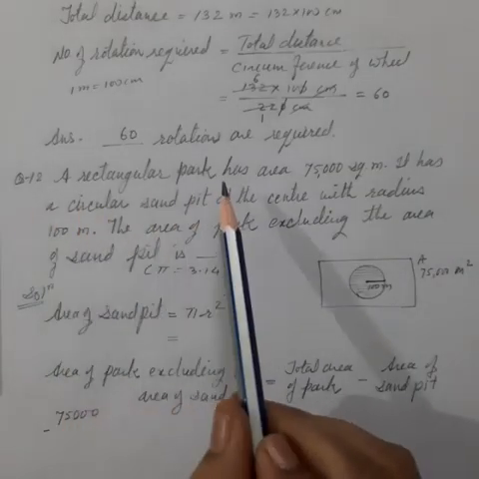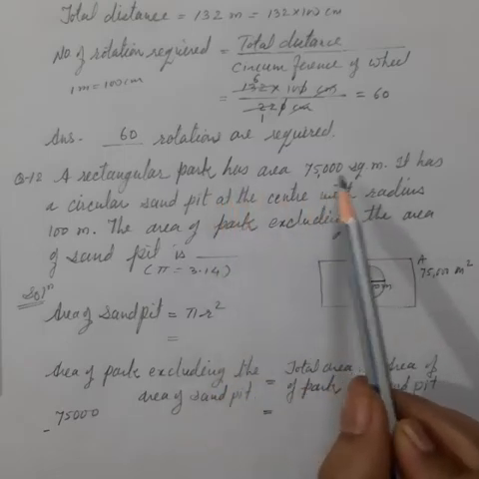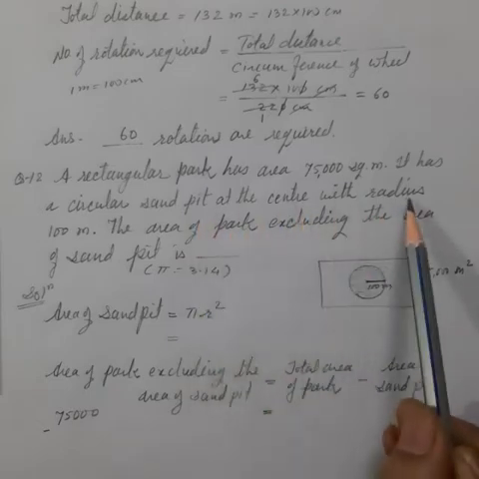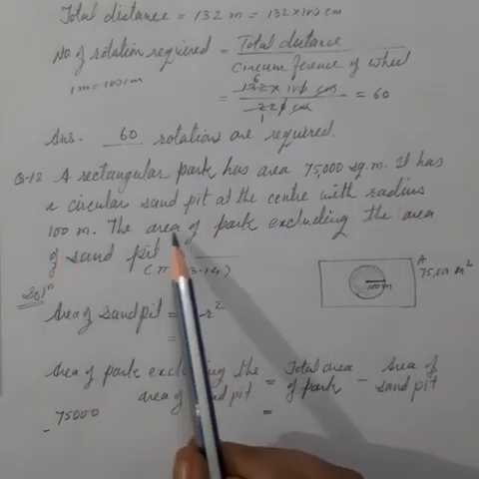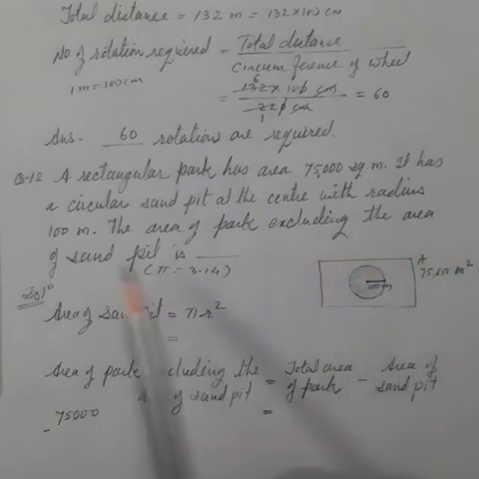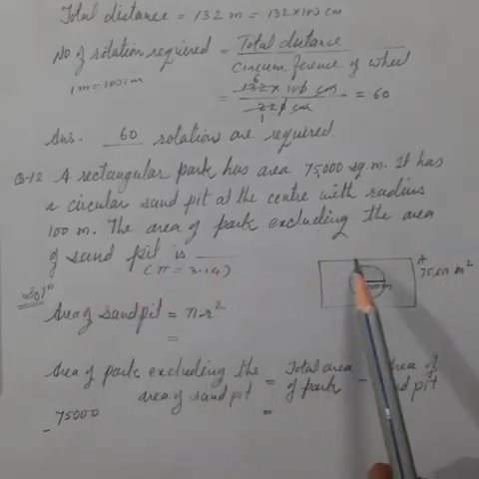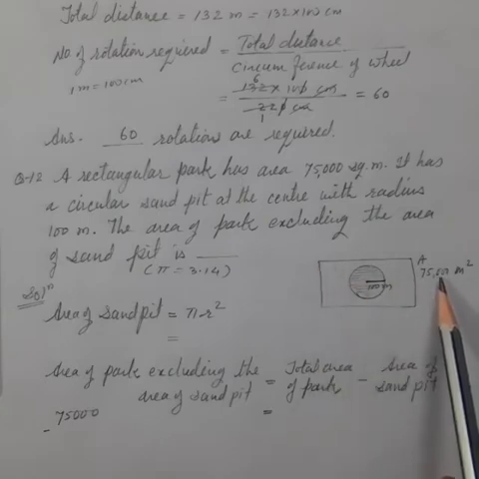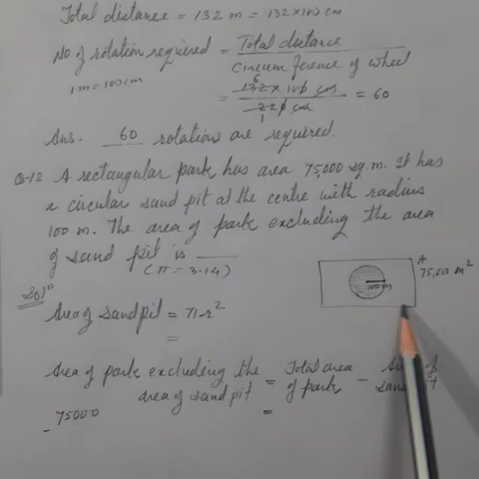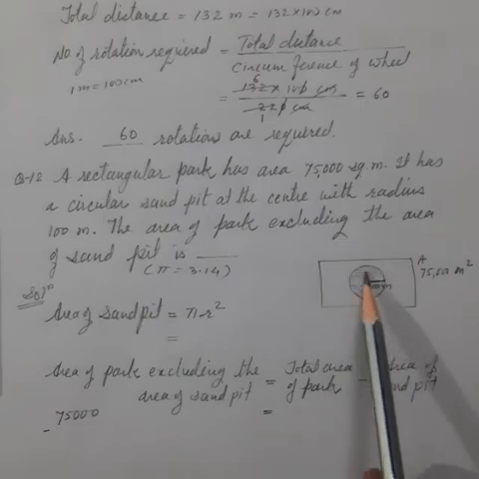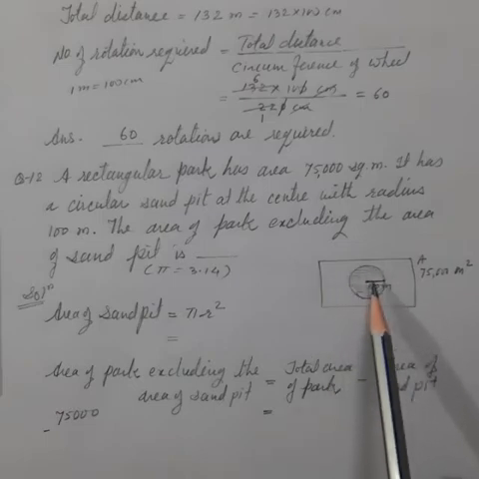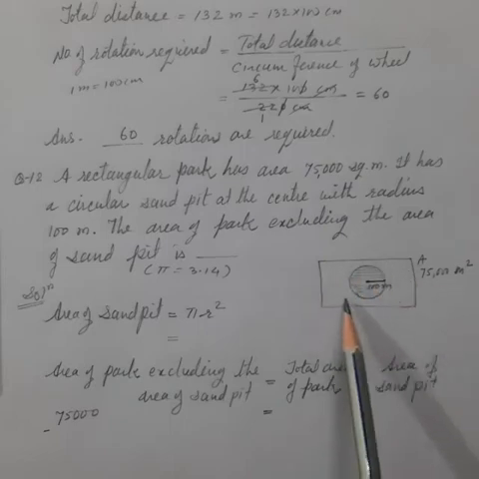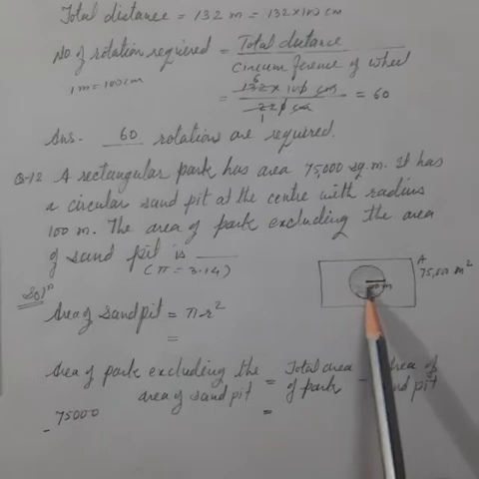Question 12. A rectangular park has area 75,000 meter square. It has a circular sandpit at the center with radius 100 meter. The area of park excluding the area of sandpit is what? The area of the rectangular park is given 75,000 meter square and the park has one circular sandpit at the center. We have to find out this remaining area. Area of the park excluding the area of this sandpit.